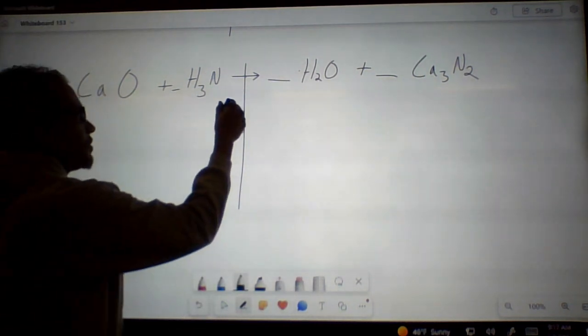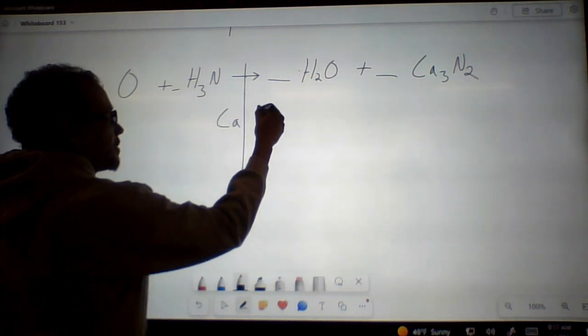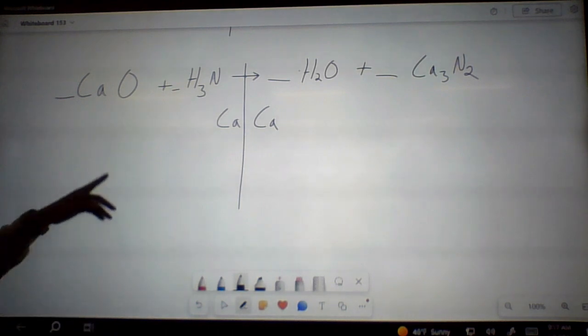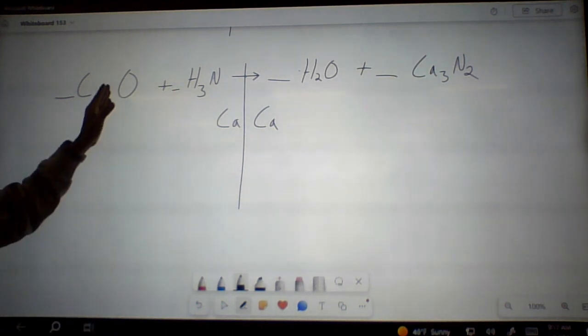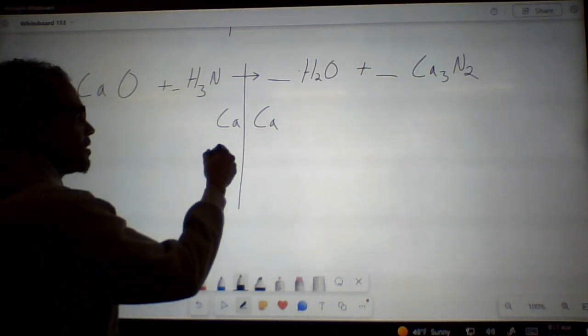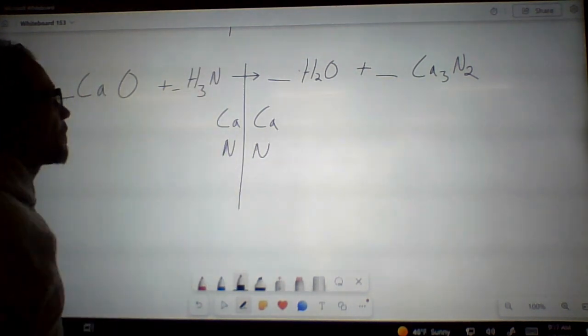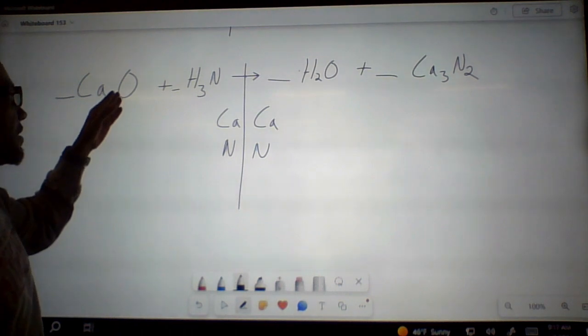All right, so we'll do CA, CA. And then hydrogen is going to come last. Oxygen is always second to last. So I kind of skip over these first. And we have nitrogen, nitrogen. Okay, so that's everything.